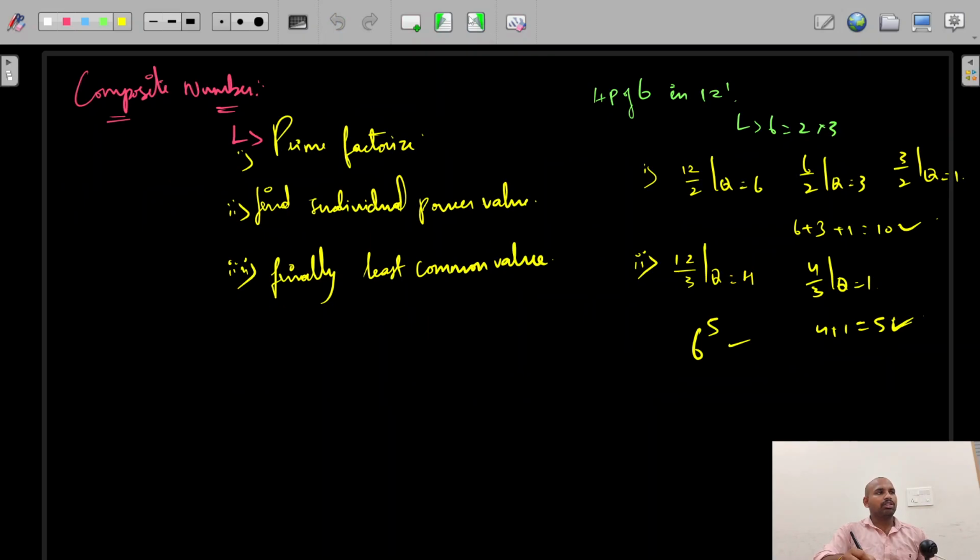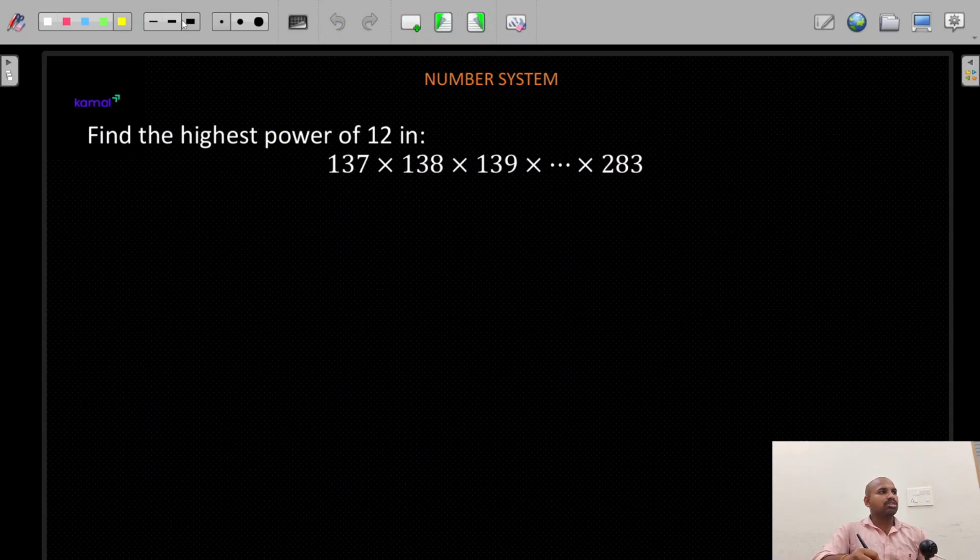Now let us start solving the question. This is the first question of this video. The question is, we have to find the highest power of 12 in this given expression: 137 into 138 into 139 up to 283. So if I multiply all these numbers, what is the highest power of 12 I will get? This is what I need to find.